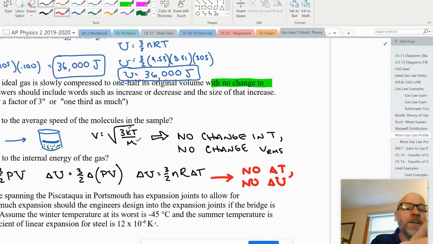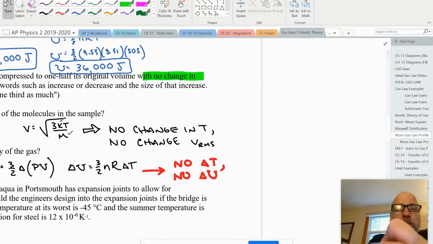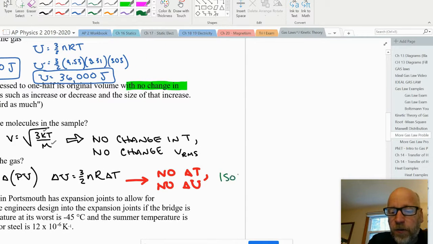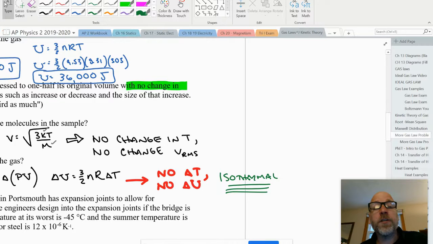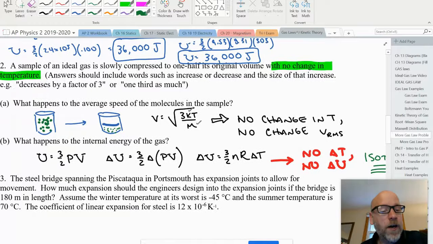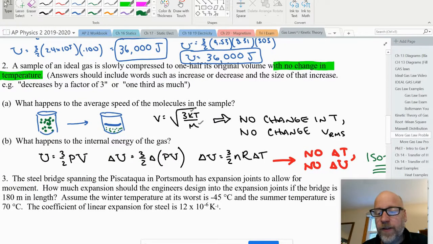Now that's going to come into play a lot when we get into thermodynamics. Isothermal. This was an isothermal process. Let's write that word down. Isothermal, because the temperature does not change. If the temperature doesn't change, the average speed of the molecules and the sum of all the kinetic energies also would not change.